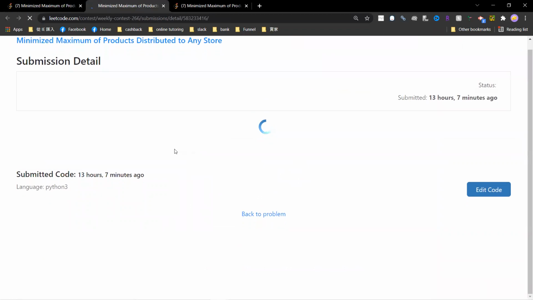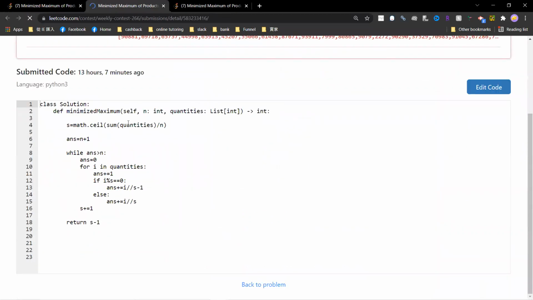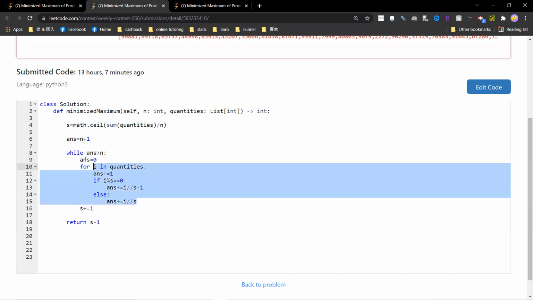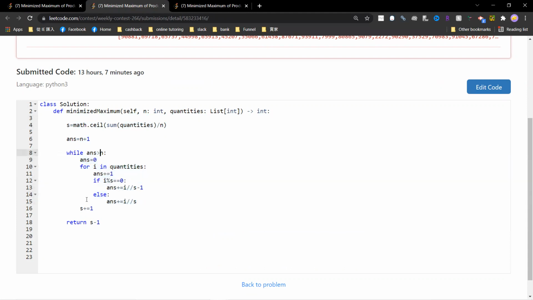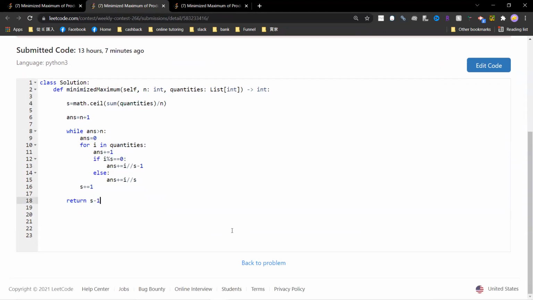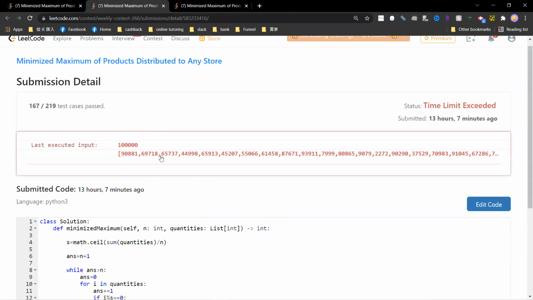So basically, let me just go through it a little bit. I compute the ceiling, because you can prove that this ceiling is a lower bound by the pigeonhole principle. And you start from there, and then you check: you start from 0 and count how many boxes you need. If it's greater than n, then you just add 1, and then you return the final answer. So your result will be time limit exceeded, because the numbers are so large, but you can pass like 160 test cases.